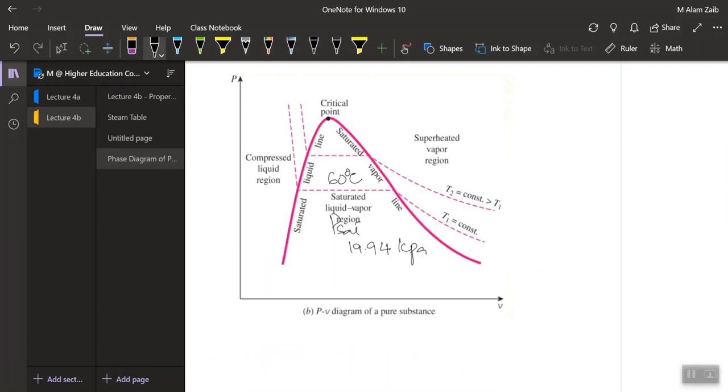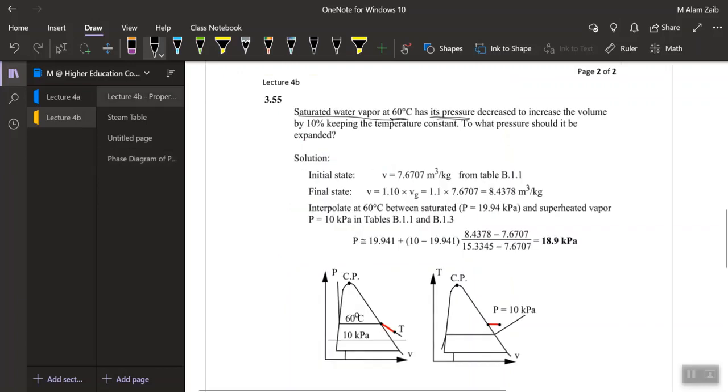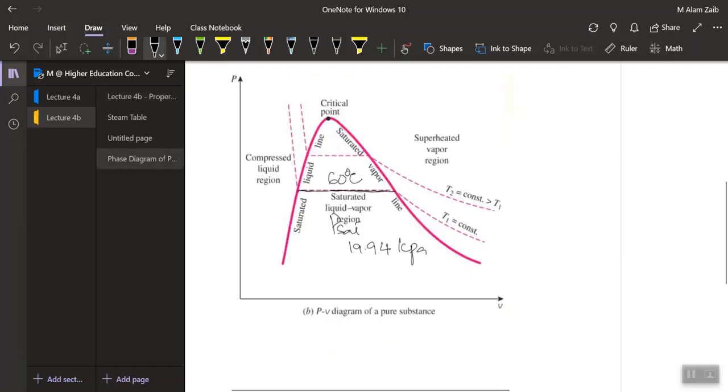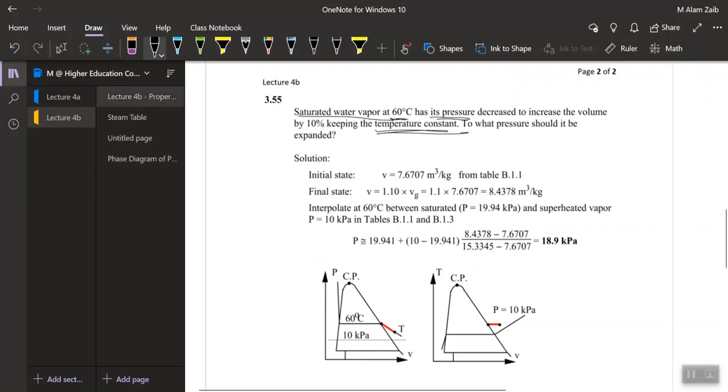You say the pressure is reduced. Inside the vapor dome, it was saturation, but inside the vapor dome we cannot reduce the pressure while keeping the temperature constant. So if we want to reduce the pressure, we have to go through the superheated region. So in the superheated region, obviously, we will be going, and the pressure will be reduced. Till what? It would be reduced till the volume is increased by 10%.